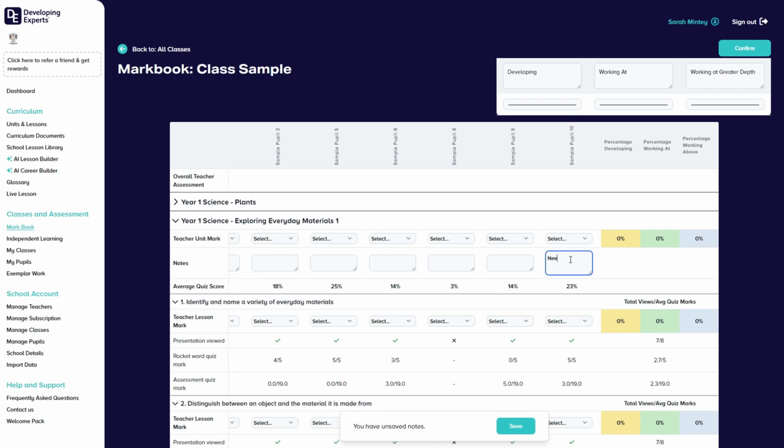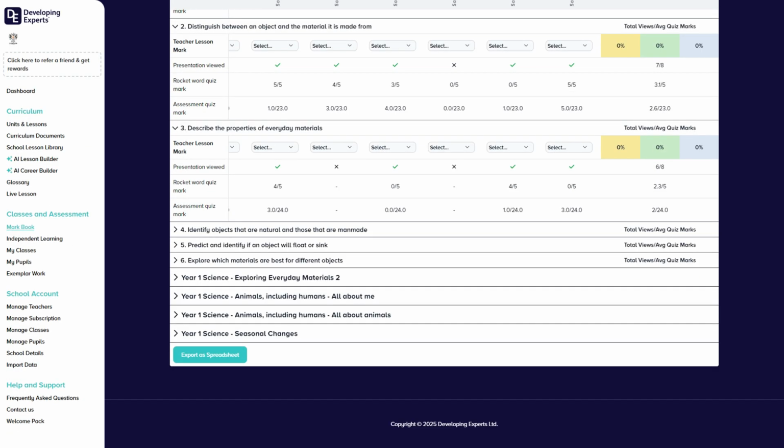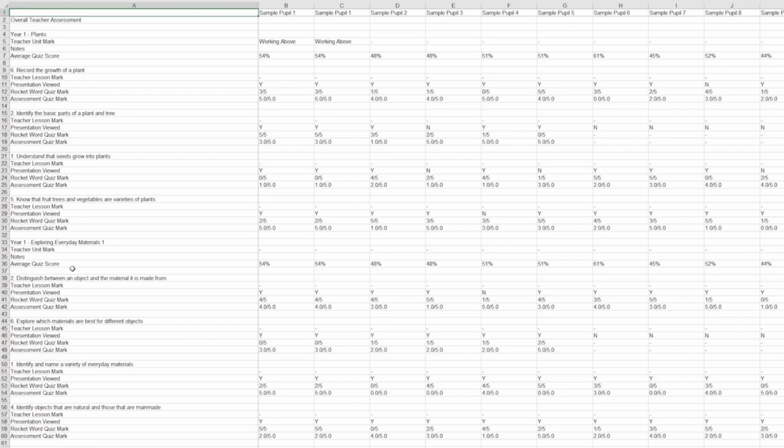There's also a space to leave notes for future reference to ensure a smoother transition between classes. Exporting data is also simple. All this information can be collated and delivered as a spreadsheet to ensure quality conversations during progress meetings with parents or school leaders.